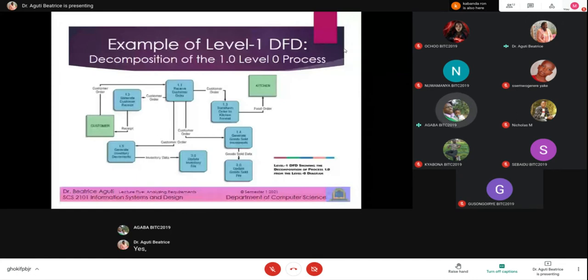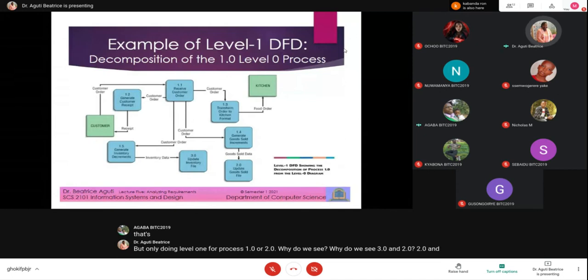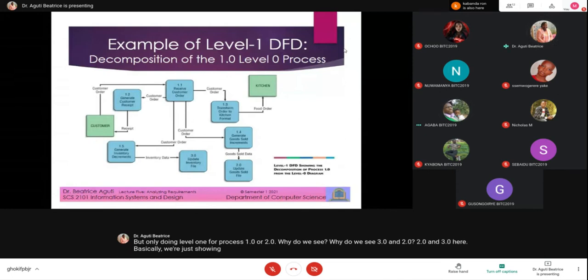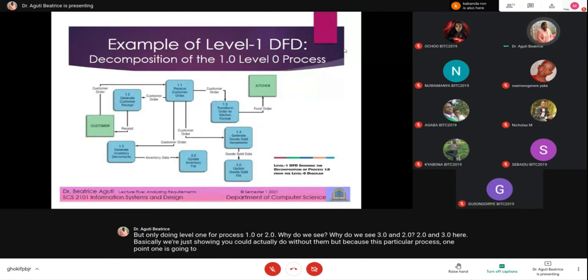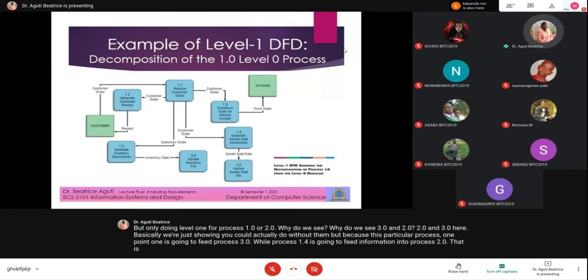Yeah, I think that's for level one. Why do we see 2.0 and 3.0 here? Basically, we're just showing you could actually do without them, but because this particular sub-process 1.1 is going to feed process 3.0, while process 1.4 is going to feed information into process 2.0, that is why you introduce them here.